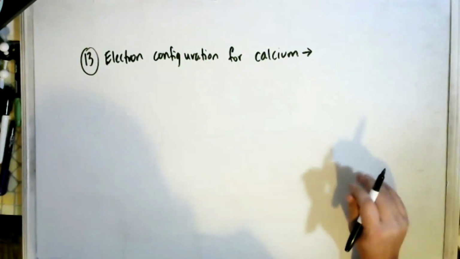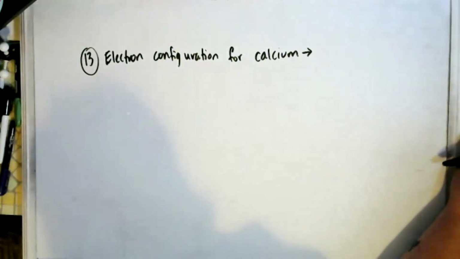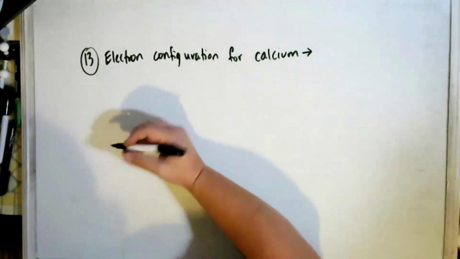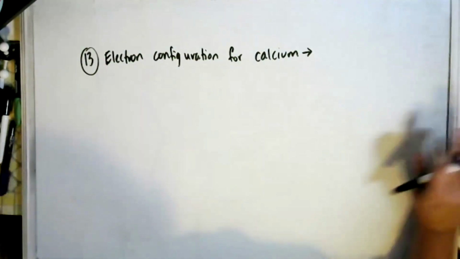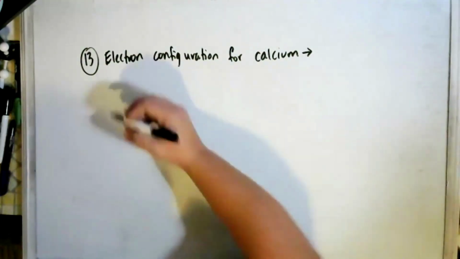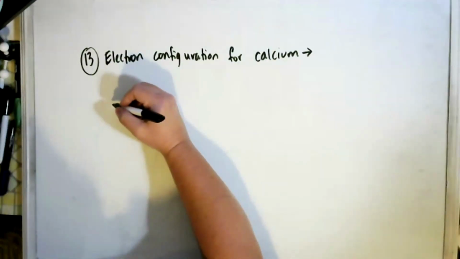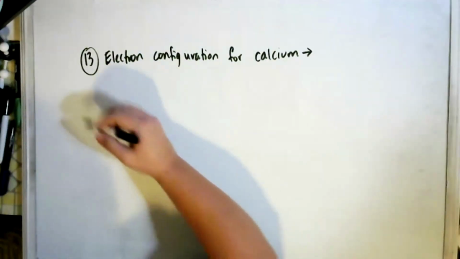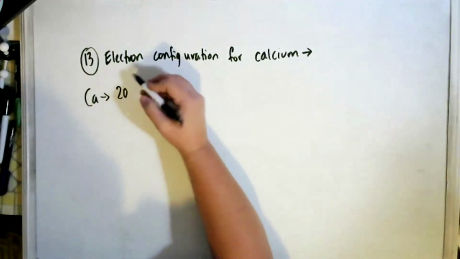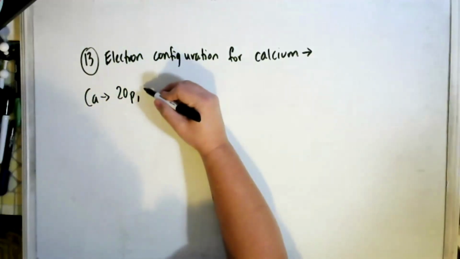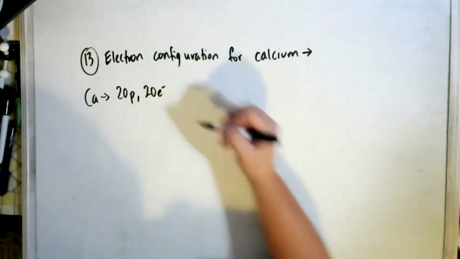All right, so we find calcium on the periodic table. It's going to be in the fourth row, and it's going to be the second element over. It's number 20 on the periodic table, so we know that it's going to have 20 protons. And if it's neutral, it's going to have 20 electrons, right?